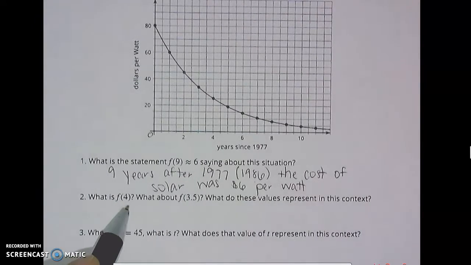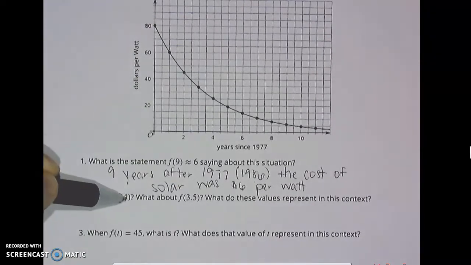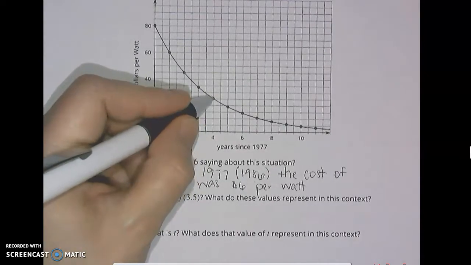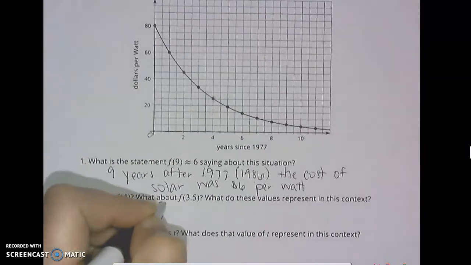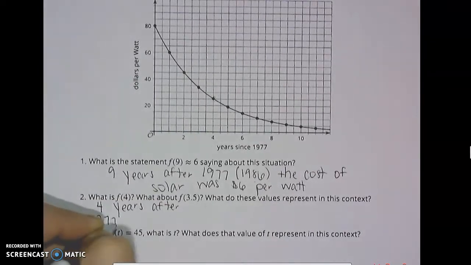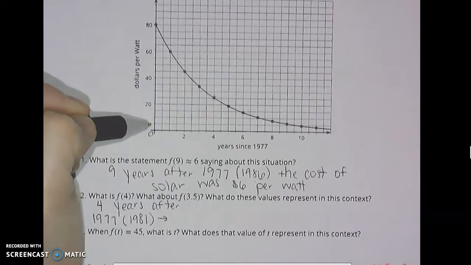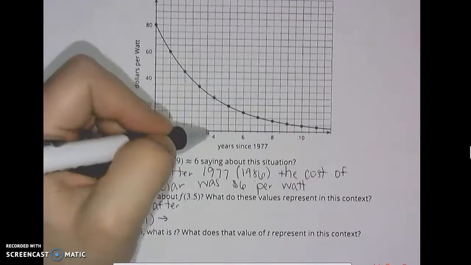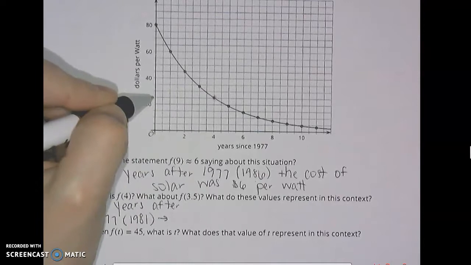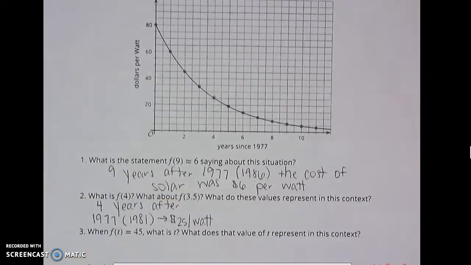So what does f of 4 mean? Well, we don't have an equation for this, but we can go up to the graph. f of 4 means 4 years. So here we are at 4 years. That's the point we're looking at. So 4 years after 1977, which would be 1981, it was, let's see what that is. So what are we counting by here? We've got 1, 2, 3, 4 boxes until we get to 20. So that means that each space here we're counting by 5s. So if we're here at 4 years, we go across over here, we're 1 box above 20, so it would be $25 per watt. Okay, so that's what that number means in this context.